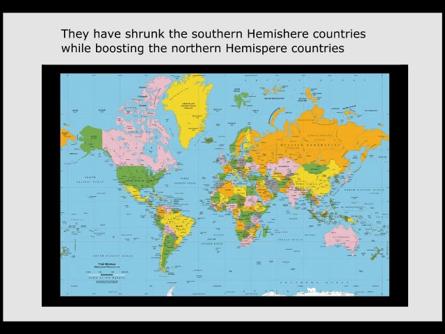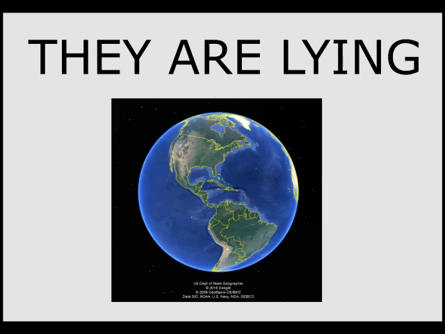Let's look at another map. This is the Mercator map, Mercator projection. Every map that you look at that you know of, it is wrong. This one has the Northern Hemisphere countries incredibly big. The Southern Hemisphere countries very small. Guys, it's the opposite. Everything they've told you is the opposite to reality. They have brainwashed us to believe you are living on a globe. Friends, they are lying.